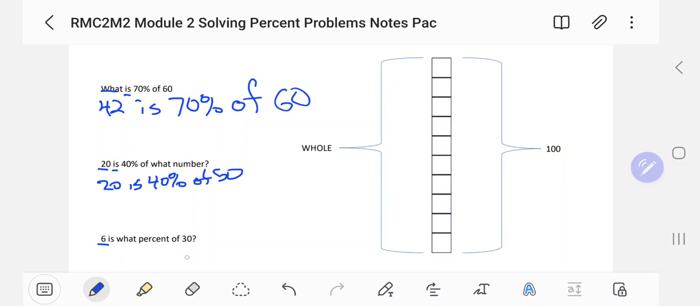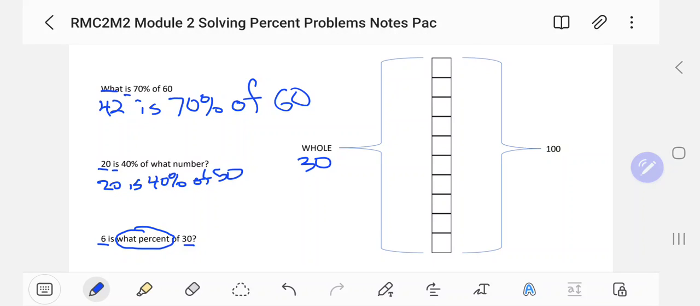Ooh, 6 is what percent of 30? Okay, this is tricky. Now it says what percent? So we're looking for the percent, so we don't know that part. We know the whole is 30. We got 6 over here. Oh boy. 6. How are we going to represent that? How many blocks is that going to be?